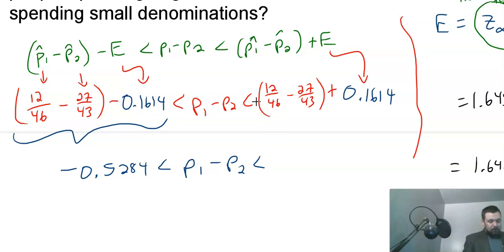For the upper estimate, we get 12 divided by 46 minus 27 divided by 43 plus the margin of error, which is also going to be negative. Negative 0.2056.